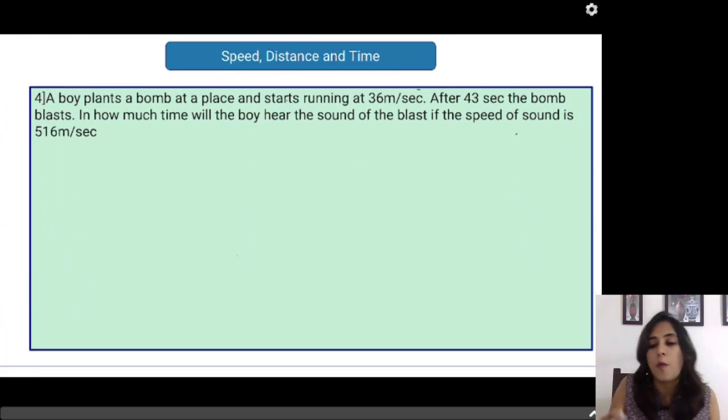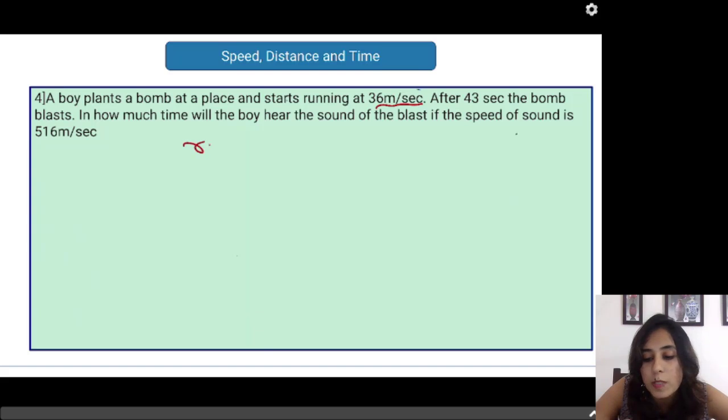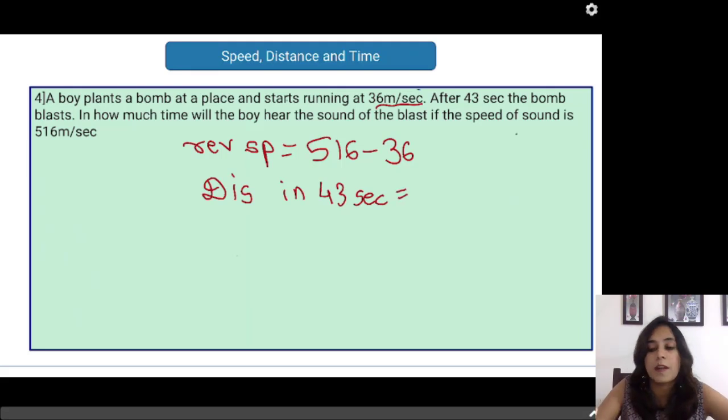A boy plants a bomb at a place and starts running at 36 meters per second. After 43 seconds, the bomb blasts. In how much time will the boy hear the sound of the blast if the speed of sound is 516 meters per second? So guys, this problem also deals with the concept of relative speed. So the relative speed in this case is 516 minus 36. And then you have to find out the distance which is traveled by the boy in 43 seconds. So once you find out that, you will be able to find out the time. So your time starts now.